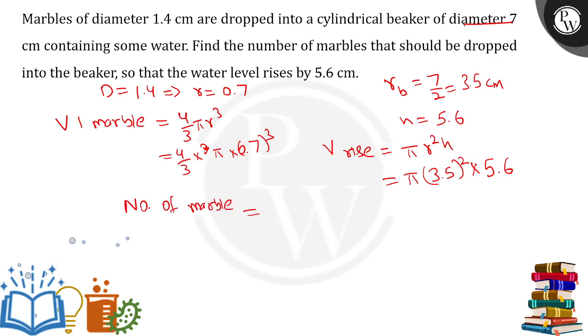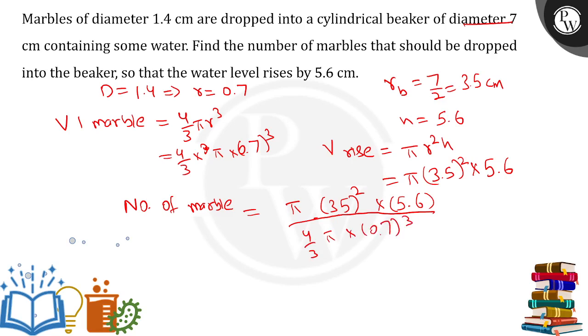So number of marbles would be simply the division of these two quantities. What two quantities? The total volume rise, that is pi into 3.5 square into 5.6, divided by the volume of one marble. Okay, let me correct this one. The volume of one marble I have written over here, which is 4 upon 3 pi into 0.7 whole cube.